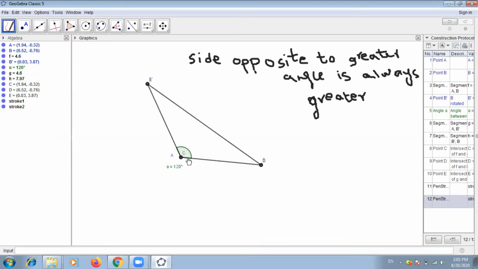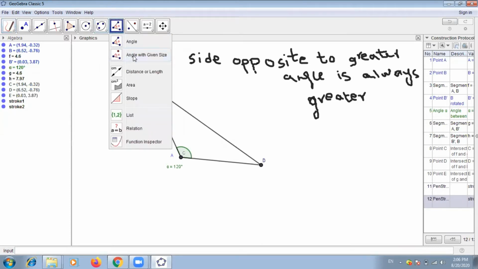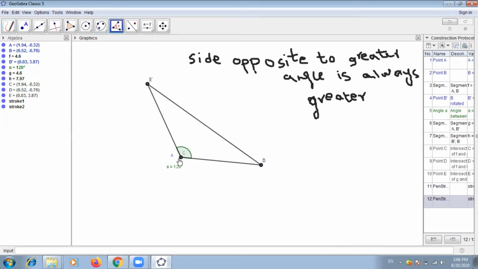So one of the angles of this triangle is 120 degrees. We can now measure the other angles of the triangle. Let's suppose I measure this angle. The other two angles of the triangle are, this angle is 30 degrees and this angle is also equal to 30 degrees. It's by chance that these two angles are equal. So I draw a triangle with an angle of 120 and the other two angles are 30.